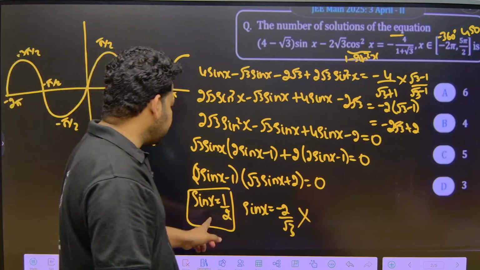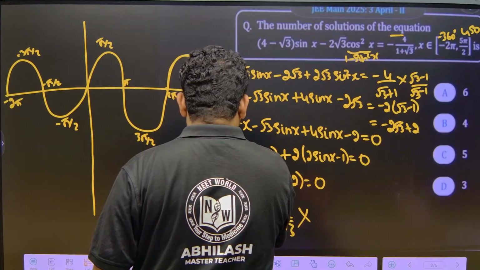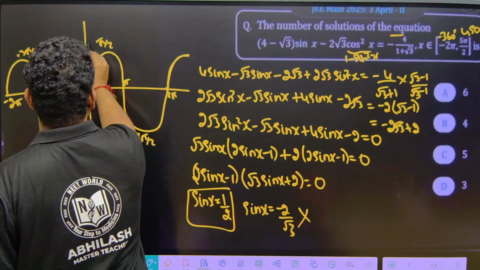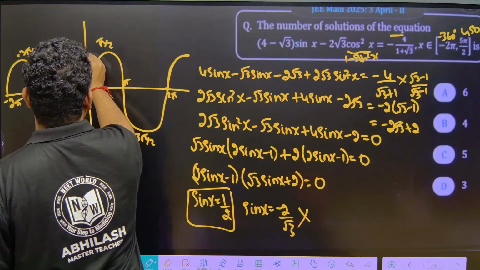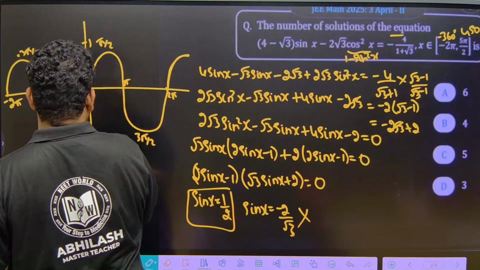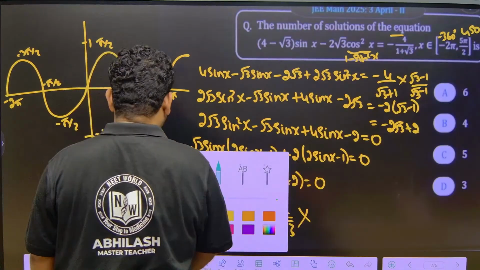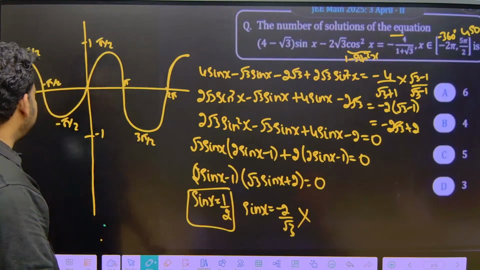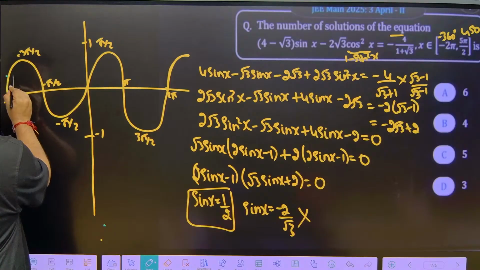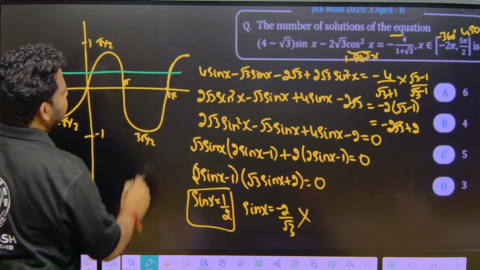Now they want us to denote 1 by 2. So this will actually be plus 1, this will actually be minus 1. So they want us to denote half. So half will be here actually.